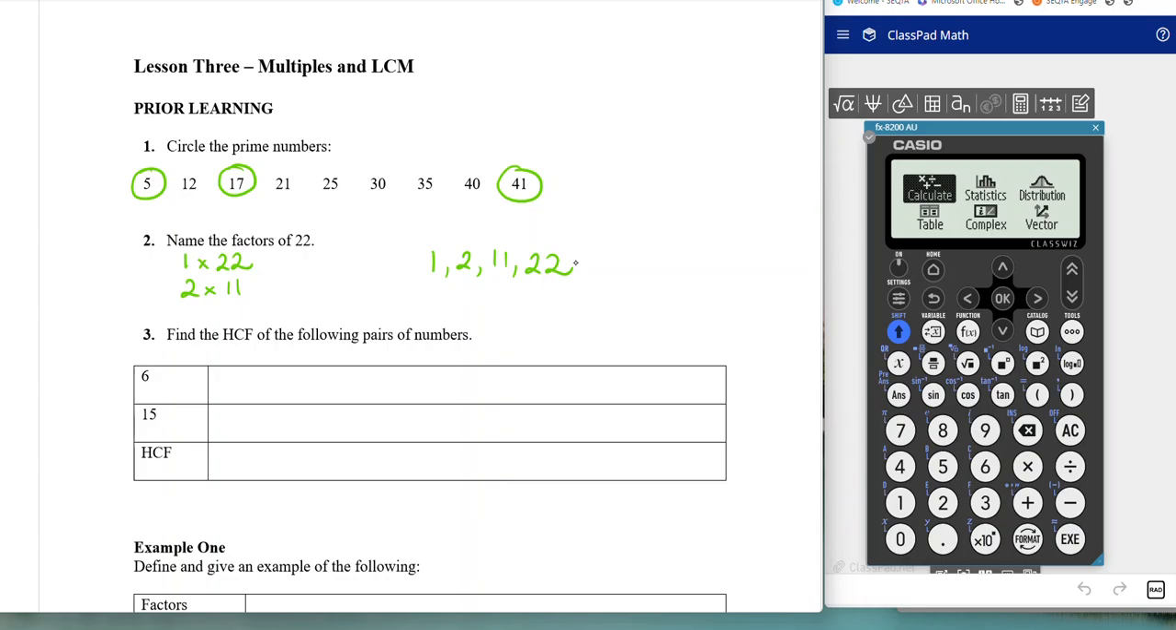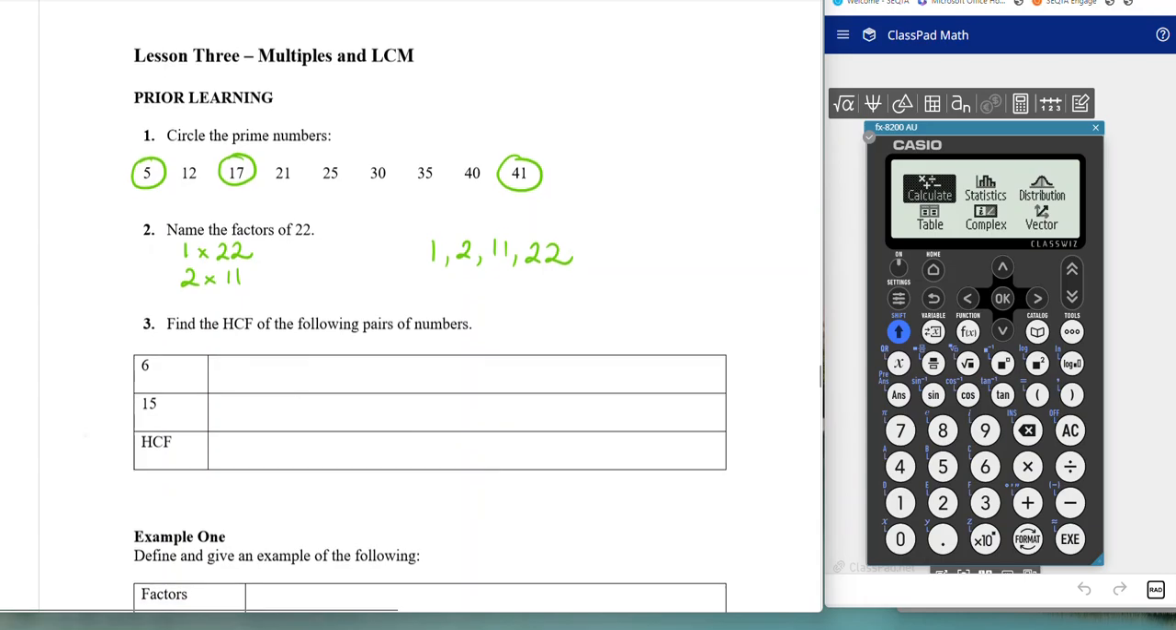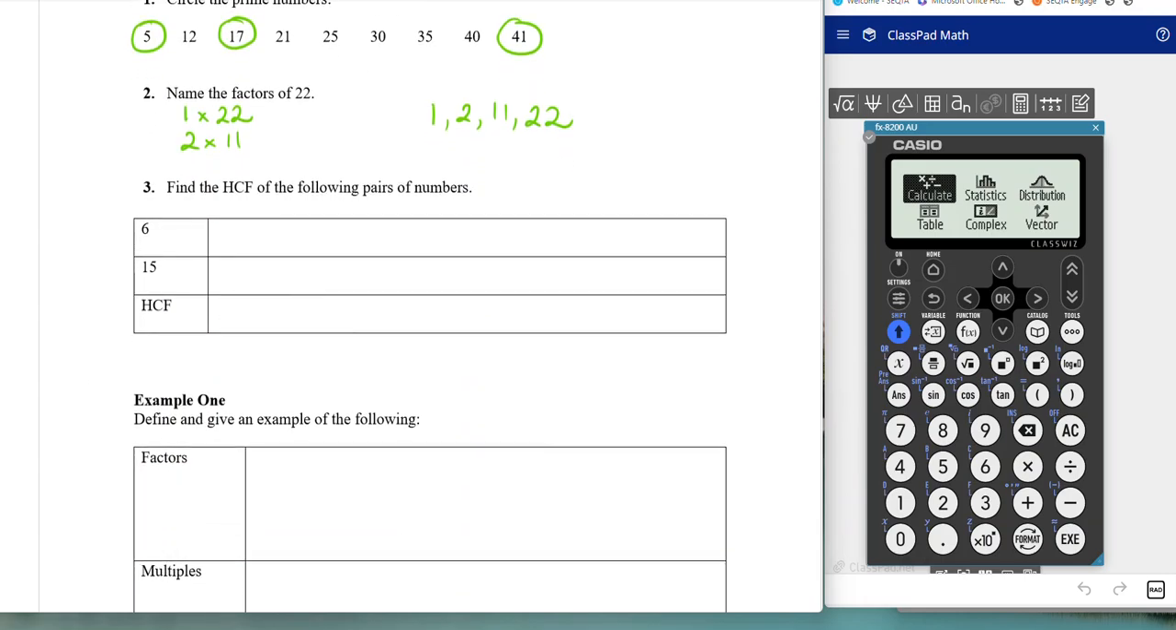Question 3, find the highest common factor of the 6 and the 15. So just like in question 2, first of all, I want to find all the factors of 6 and think of your times tables. We could do 1 times 6 and we could do 2 times 3. And that's it. They're the only ones. So in order, it would be 1, 2, 3, 6 for the factors of 6.